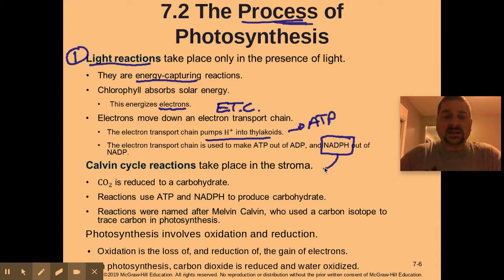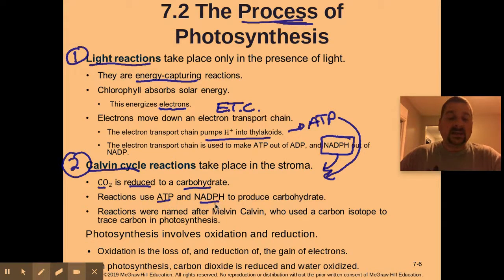These electrons and this energy then is taken to step 2, the Calvin cycle, where the electrons are put in the CO2 to reduce it into a carbohydrate. The reactions, again, use the energy and the electrons to make this. They're named after Melvin Calvin, who I'll talk about here in a second. And we're talking oxidation and reduction.